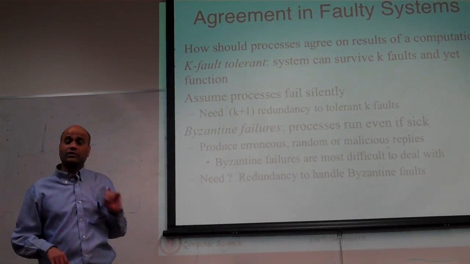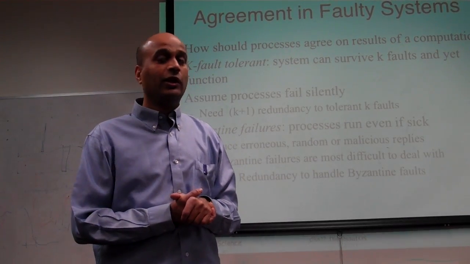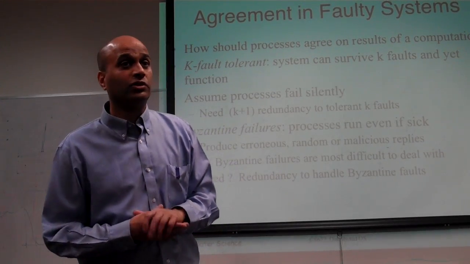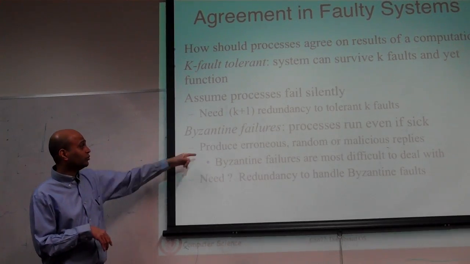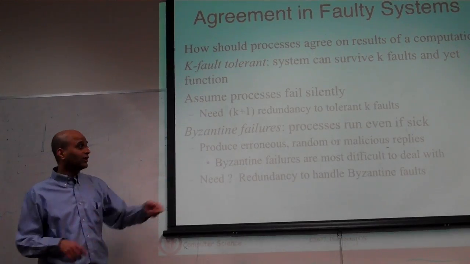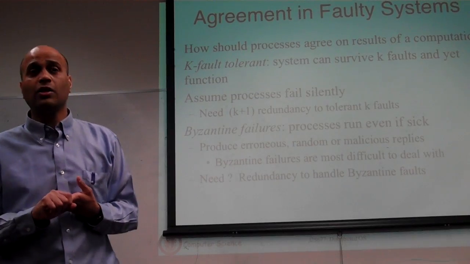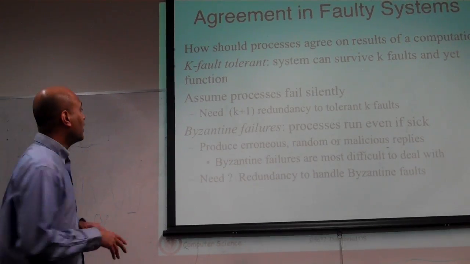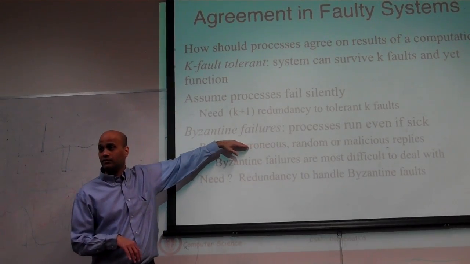But in most cases, systems don't just crash. They can actually have bugs. They'll produce bad results, not just stop functioning. So these are more complicated kinds of faults to handle. Your system may produce erroneous results, random results, or malicious results. And you want to tolerate any of these kinds of faults. This class of faults is referred to as Byzantine faults. They are called Byzantine failures.